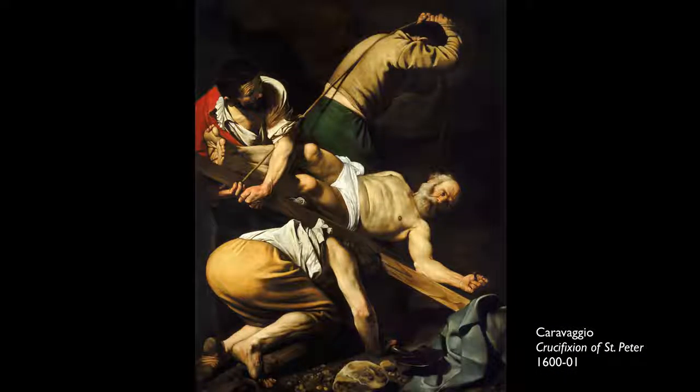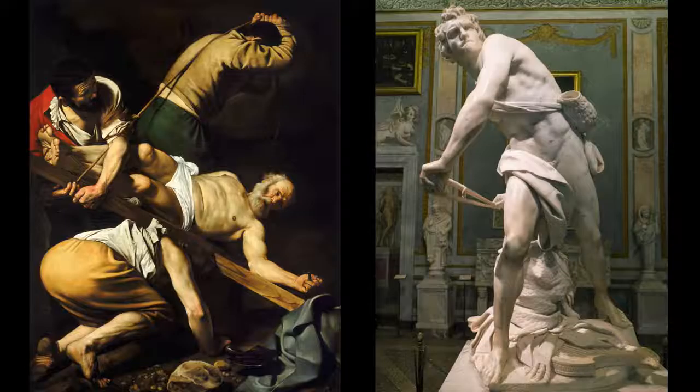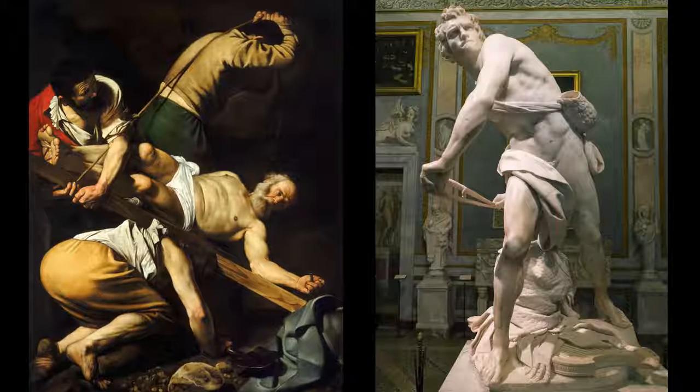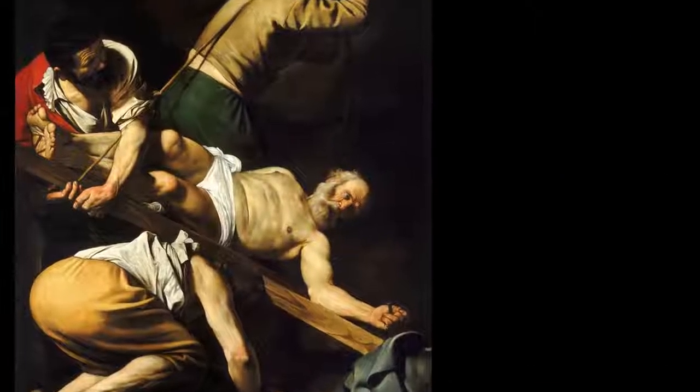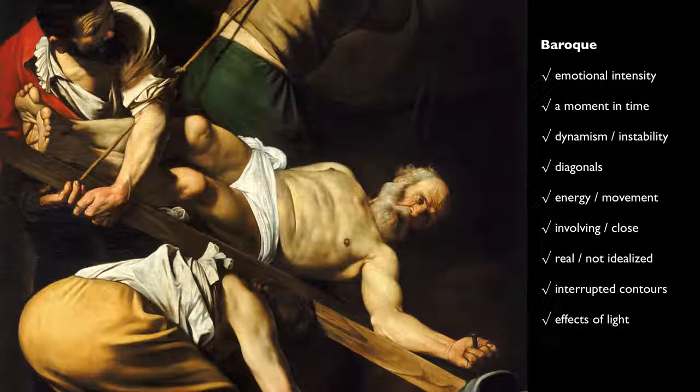So how do we see this in painting? One of the great examples is to look at the Italian Baroque painter Caravaggio. This is an amazing painting and incredibly powerful, very much like Bernini's David. We're confronted with something very close to us. Here is St. Peter, who asked to be crucified upside down because he said he wasn't worthy to die the way that Christ had died.